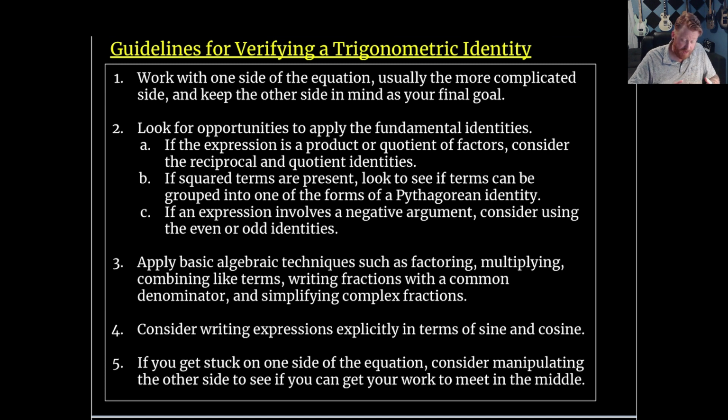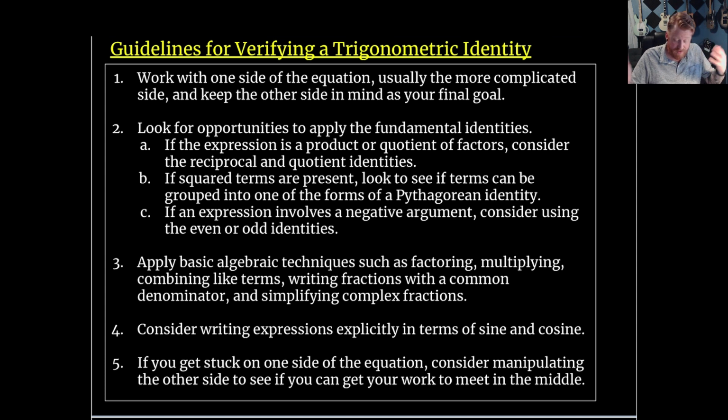You want to think about factoring, multiplying, combining like terms, getting a common denominator, and then simplifying complex fractions. I notice that there's a lot of complex fractions that happen when you're going through these. And then consider writing expressions explicitly in terms of sine and cosine. So if you get something like a cotangent or even like a reciprocal 1 over cosecant or something, you can try and write things in terms of sine and cosine.